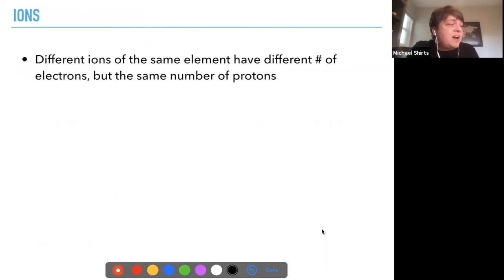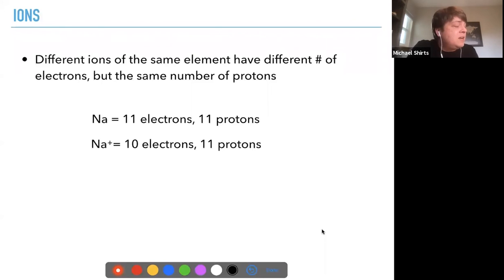So ions, different ions of the same element have different numbers of electrons, but the same number of protons. We have the permanent label, the element, based on the number of protons, because the number of protons is not going to change, barring being in a nuclear reactor or in a stellar explosion. So a neutral sodium has 11 electrons, 11 protons. A positive sodium ion, a cation, has 10 electrons and 11 protons.